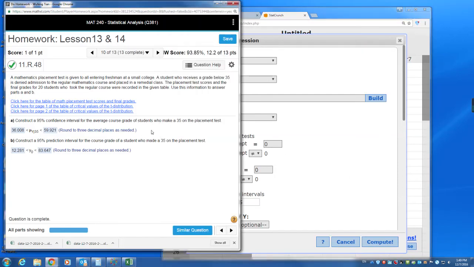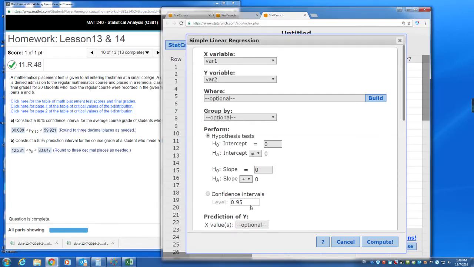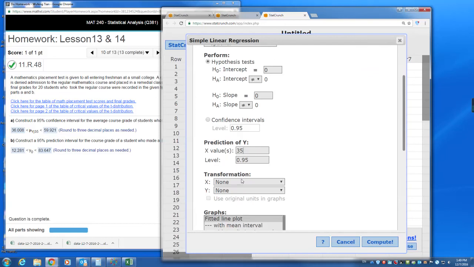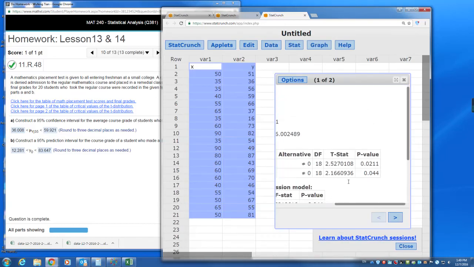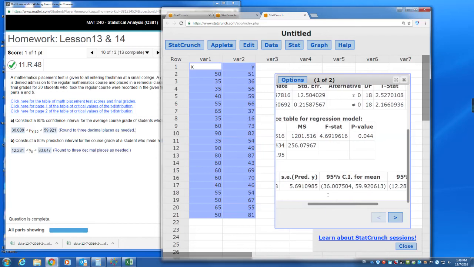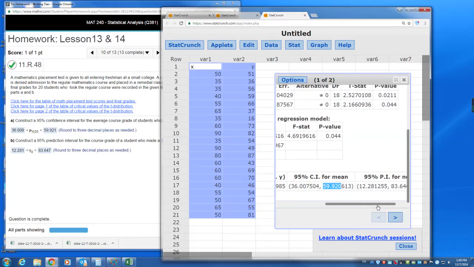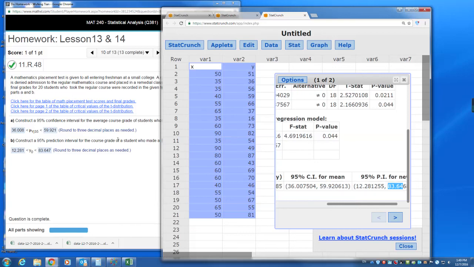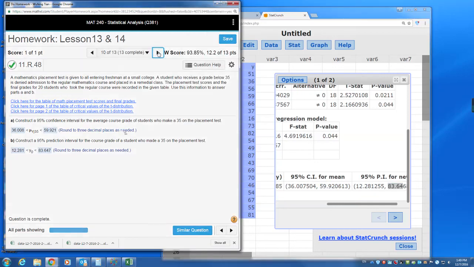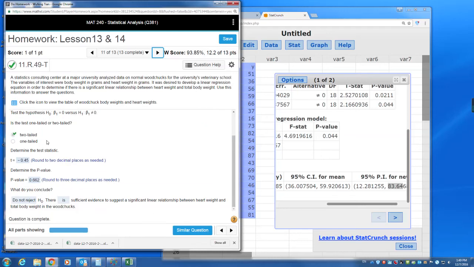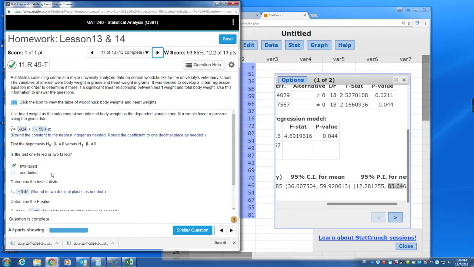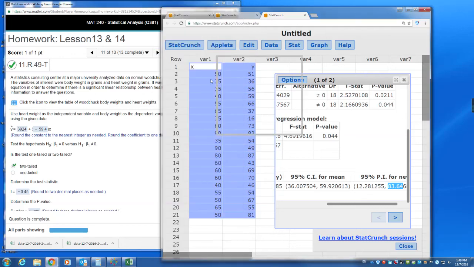Okay, so who made a 35 on the placement test? So you got X equal 35 and 95, and it computes it. You got this is your lower limit, upper limit for the mean response, lower limit, upper limit for the new response. Okay. This one is pretty much the same. It's just you read the values into the data.